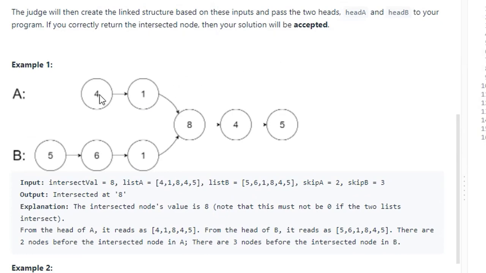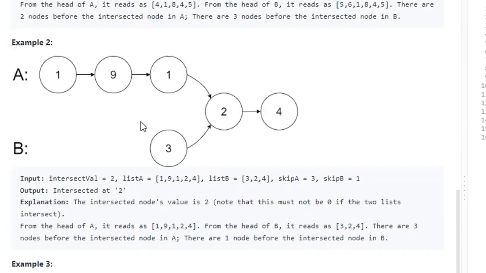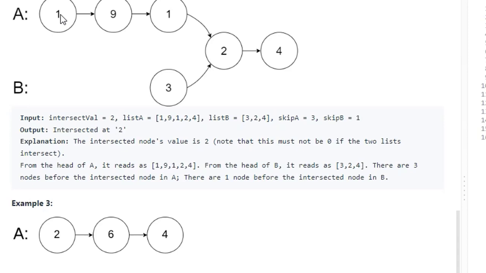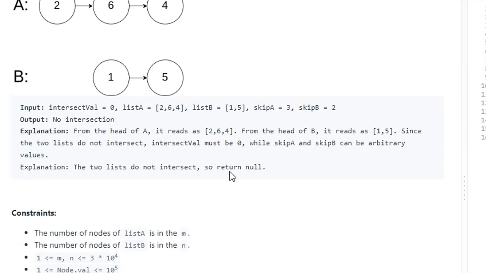So example 1 is similar to what we saw in the example above: 4, 1, 8, 5, 6, 1. It intersects at 8. And the explanation is basically just saying there are 3 nodes before the intersect here and 2 here. It doesn't really matter. Here, this is just looking at the graph and figuring out that the 2 is where these two intersect. And then this one doesn't have an intersection, so it returns null.